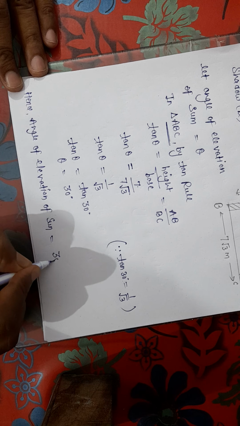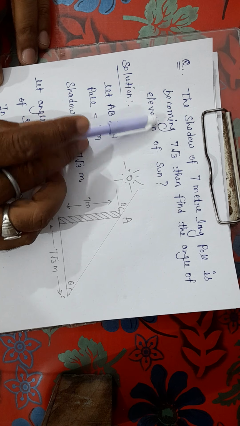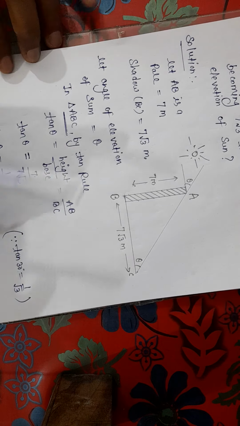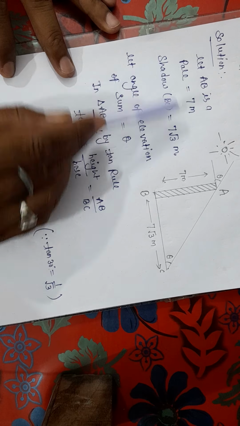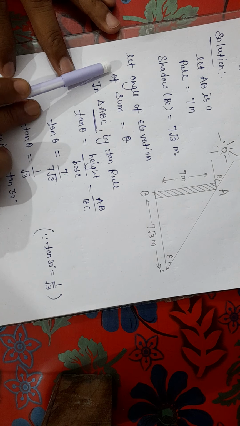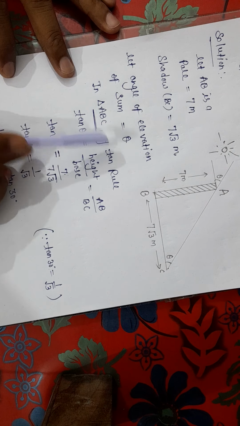Once again I am revising the question. The shadow of a 7 meter long pole is 7 root 3. Find the angle of elevation of the sun. So we construct AB as a pole and BC as the shadow. The sun is making an angle of elevation theta. Let AB be a pole, shadow BC equal to 7 root 3 meter. Let the angle of elevation of the sun equal theta.